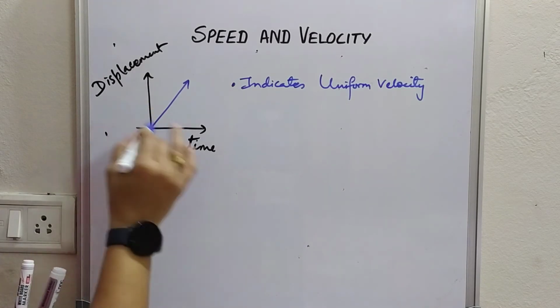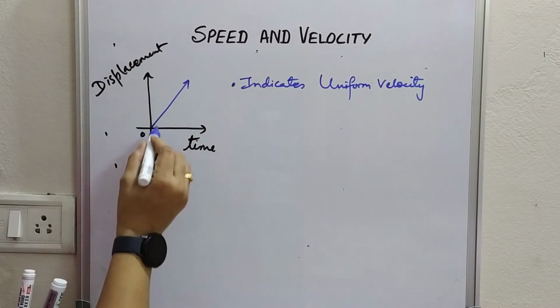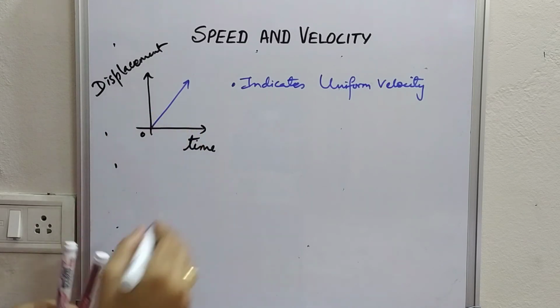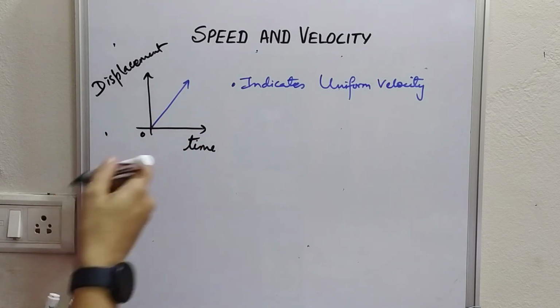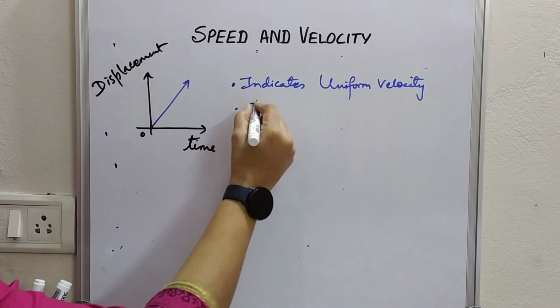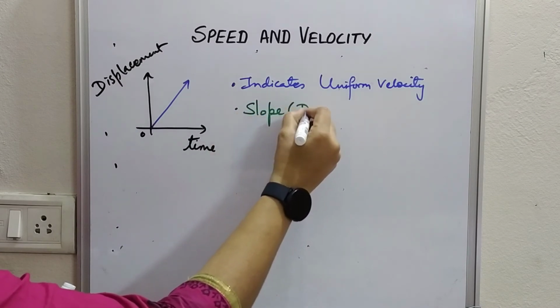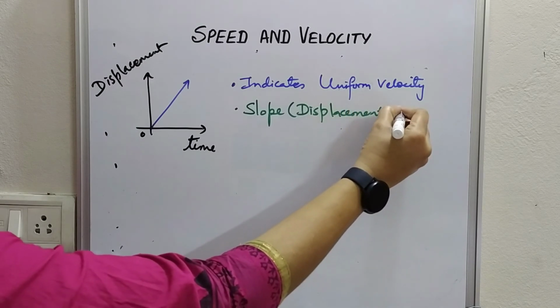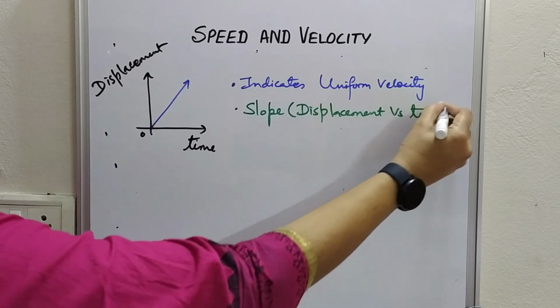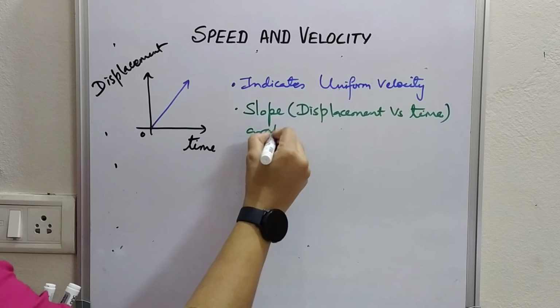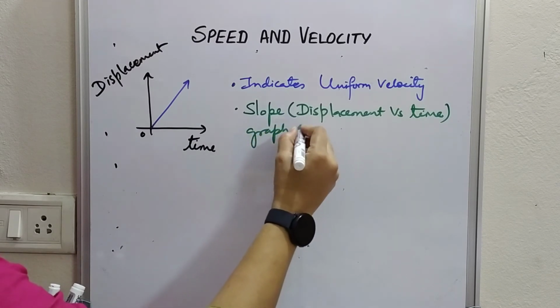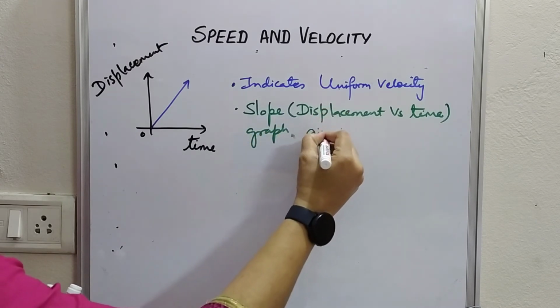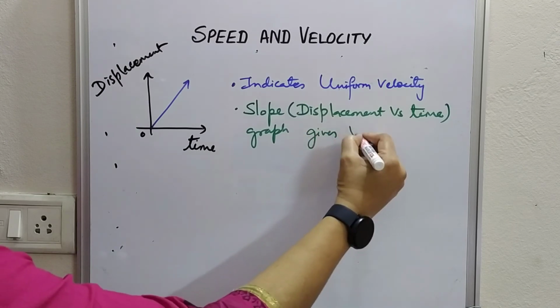Now, if a body is in uniform velocity, then the slope of this graph, slope of displacement versus time graph gives velocity.